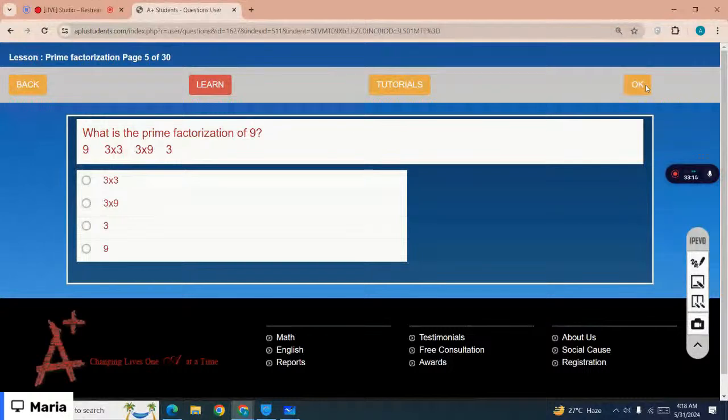What is the prime factorization of 9? That is 3 times 3. Option number 1 is the correct option. Very good.